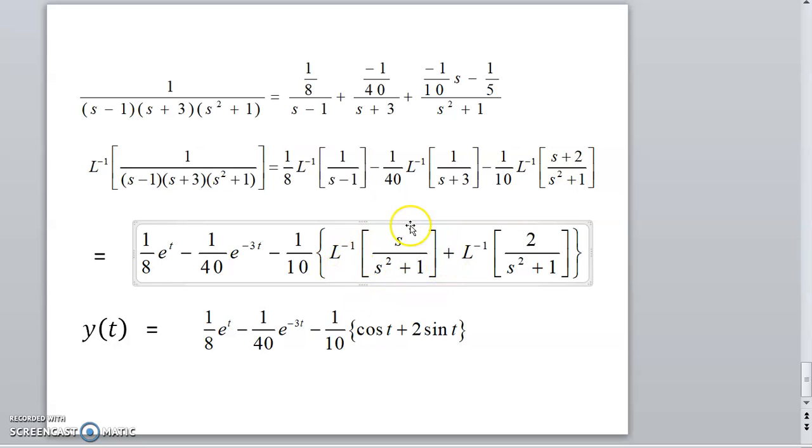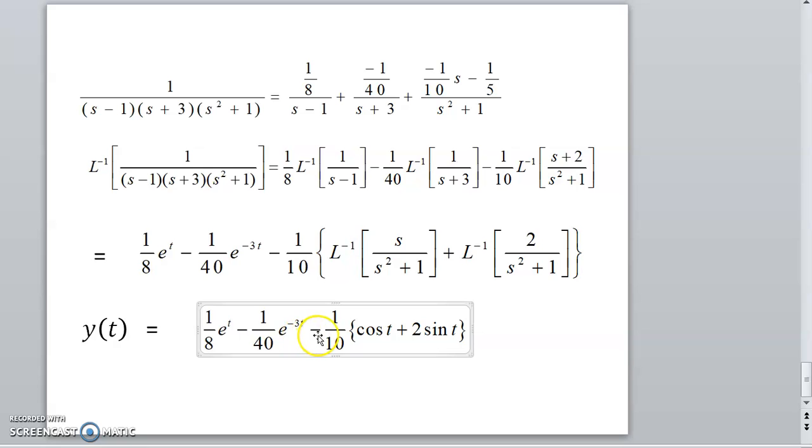L inverse of s by s squared plus 1 is a direct formula. We know that L inverse of s by s squared plus a squared is cos at. Here a equal to 1, we get cos t. And also L inverse of 1 by s squared plus 1 is sin t. Therefore, we get the required solution y of t equal to 1 by 8 e power t minus 1 by 40 e power minus 3t minus 1 by 10 times cos t plus 2 sin t.